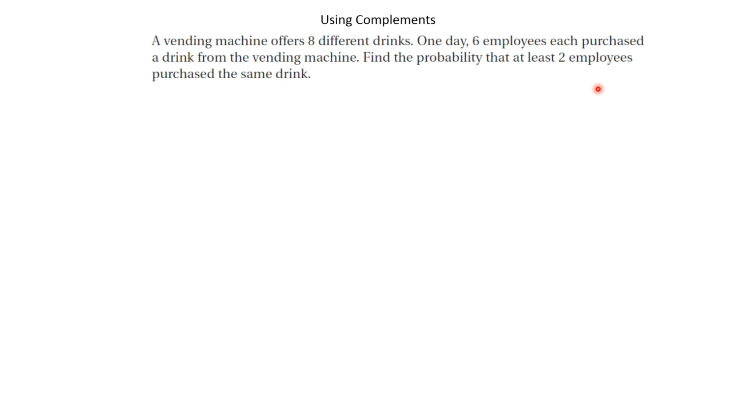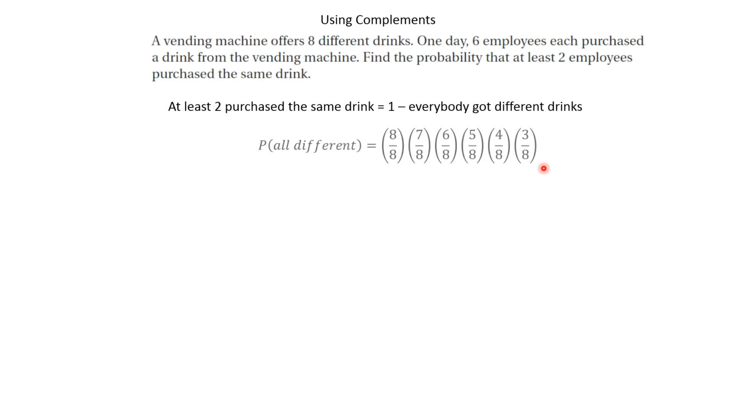How many people would have purchased the same drink then? You might think 1, but that doesn't make sense. One person can't purchase the same drink, there's nothing there because there's only one person. So if at least 2 don't purchase the same drink, that means that nobody purchased the same drink. So that would be the complement. Everybody got different drinks. So this probability we're looking for is going to be 1 minus the probability that everyone got different drinks. And finding that everyone got different drinks, we can set that up.